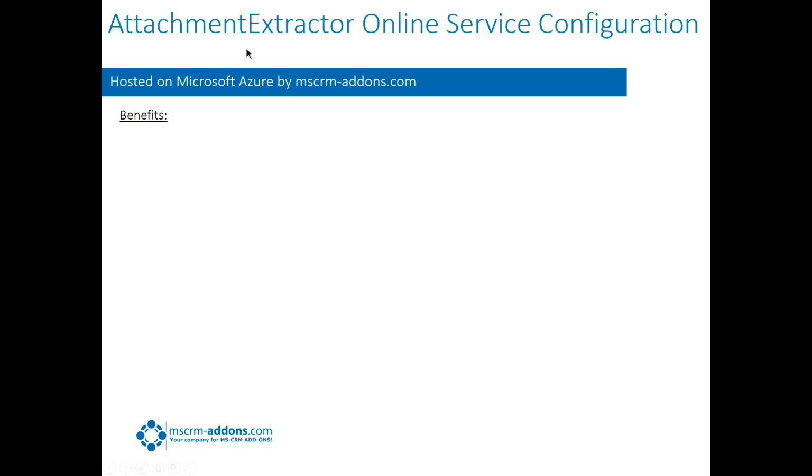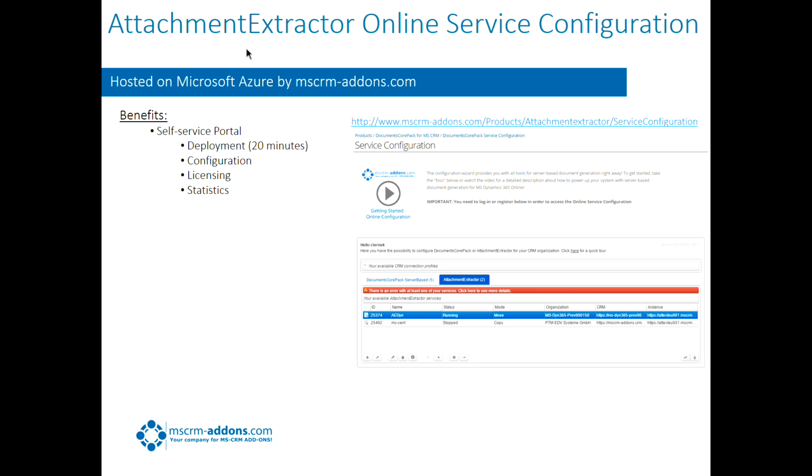This is where we want to introduce the Attachment Extractor online service configuration, which is hosted on a Microsoft Azure server by us. Some of the benefits: it's a self-service portal. It takes about 20 minutes to deploy. That's a combination of installing from AppSource and then configuring your service to go. You can handle all the configuration right there in the portal. You can check your licensing and also check statistics as well.